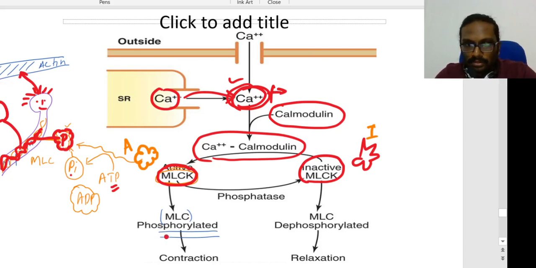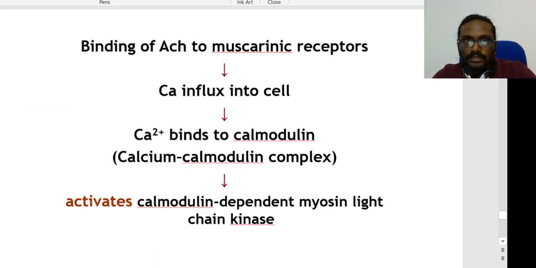Now that makes contraction, well and good. What about the relaxation? The relaxation is happening by another protein, called myosin light chain phosphatase enzyme. Let's go to the slides and revise contraction and come to relaxation now, or it becomes confusing. Okay, let's go to the slides.